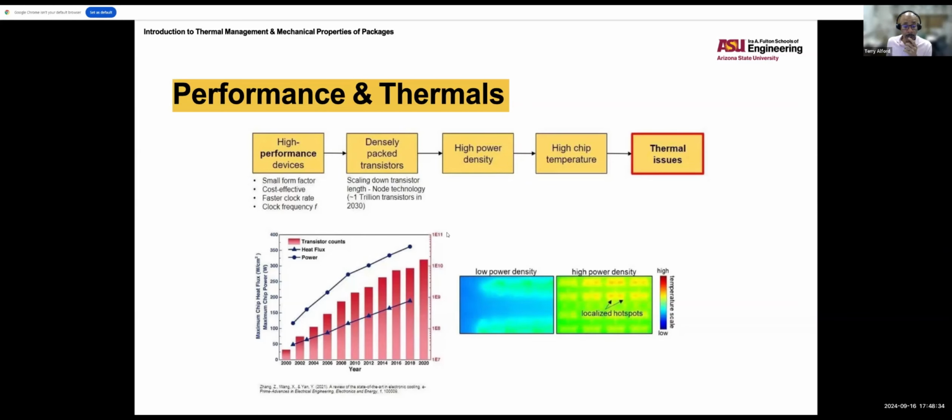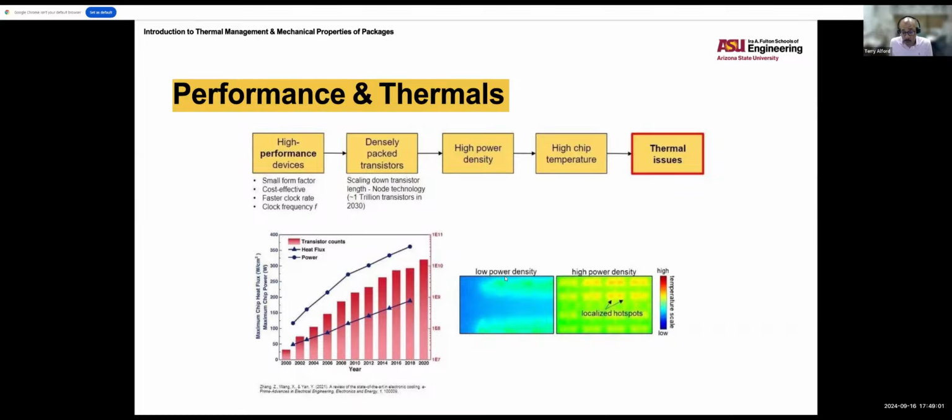Now, with that being said, with this high density, you're going to get high power density. High power density means more power in, but it also means that there's going to be more heat out, and your chips will be operating at a much higher temperature. And now you will have to address these thermal issues.